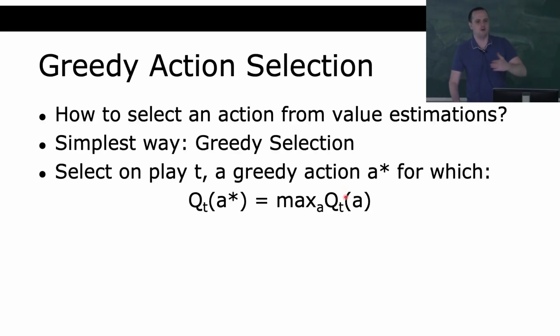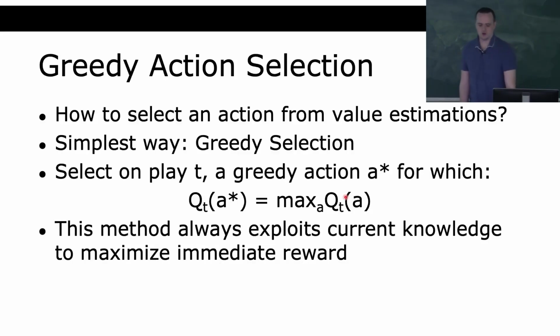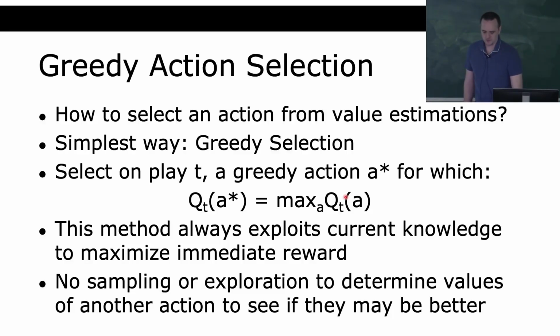So you look over all of the A's, you find the maximum Qt of A for all those A's, and that's Qt of A star. So this method always exploits. It always exploits current knowledge in order to maximize immediate rewards. And no sampling or exploration is done to determine values of another action to see if they may be better. Now, why is this bad?